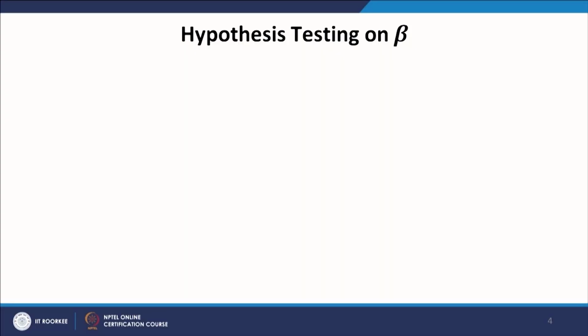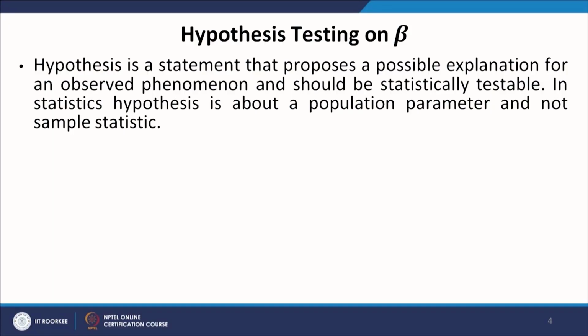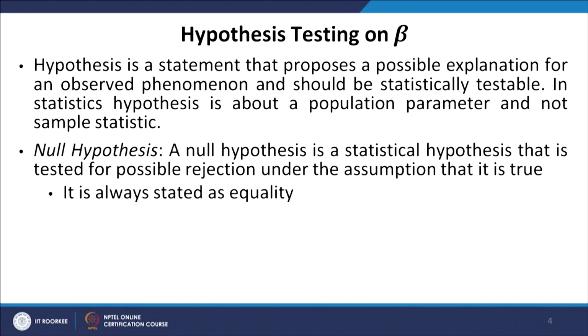So, we begin with hypothesis testing on beta. It can be alpha and or beta, but most often we talk about beta only. A hypothesis is a statement that proposes a possible explanation for an observed phenomenon and should be statistically testable. In statistics, a hypothesis is about a population parameter and never about a sample statistic. So whenever we form the hypothesis, it is with respect to the population parameter beta or alpha.